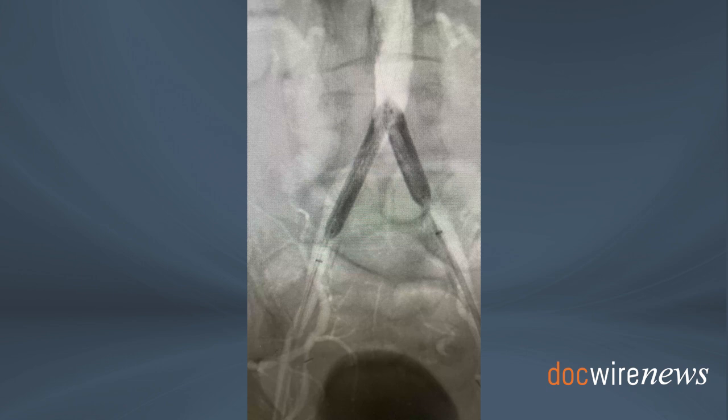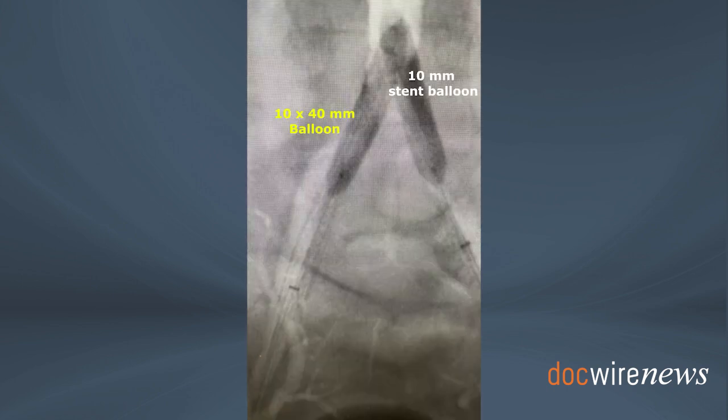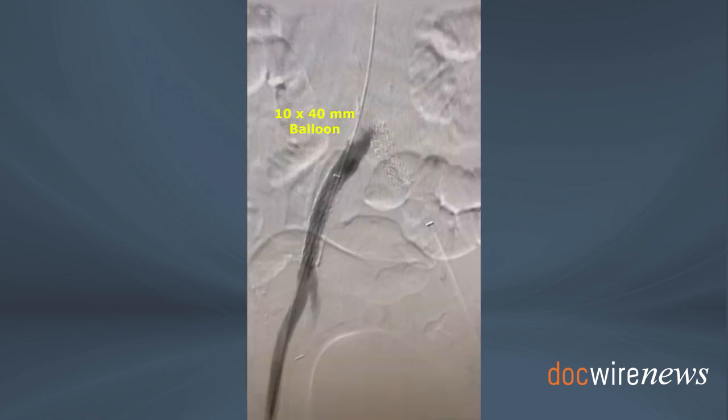This is the kissing stent inflation that you see here, with a 10 on the left and a 9 on the right, followed by kissing balloon inflation up in the aorta at low pressure in order to really optimize the ostia. And then this was followed by a post-dilation with a 10 millimeter by 40 millimeter balloon on the right, simultaneously with the stent balloon, which was a 10 millimeter on the left.